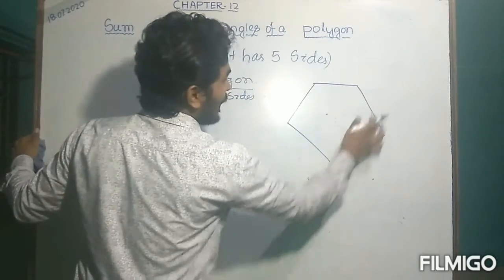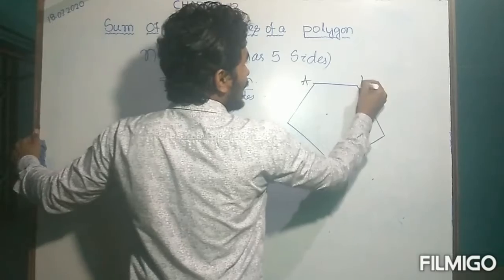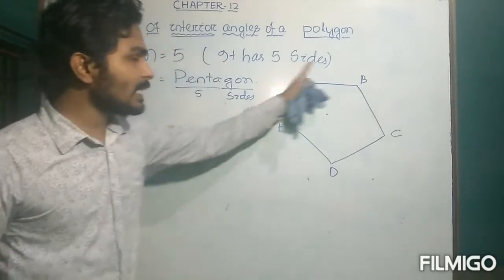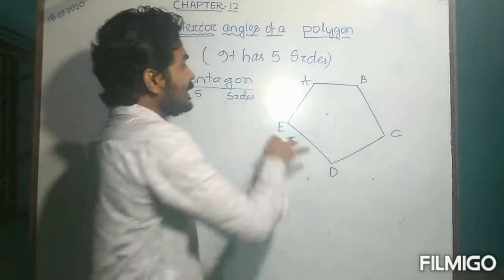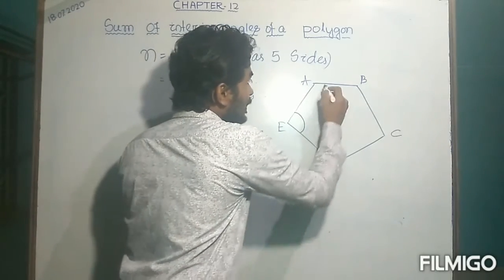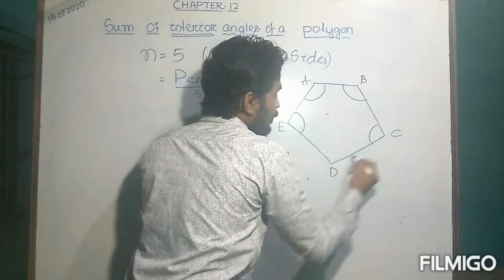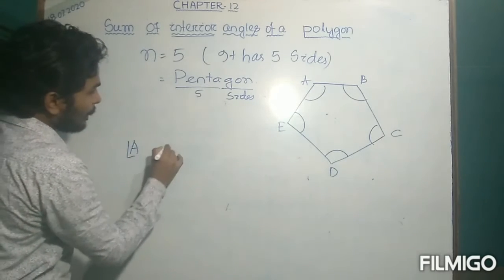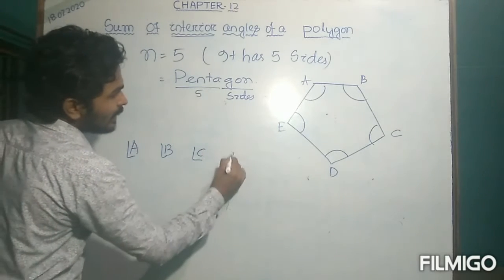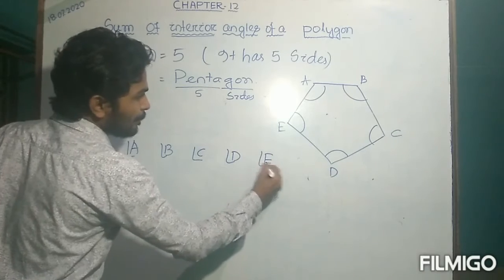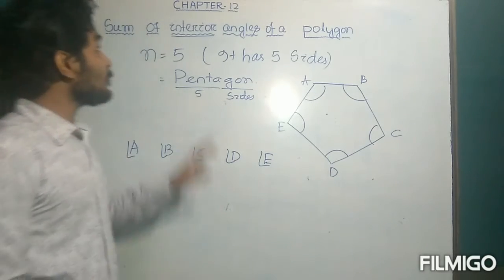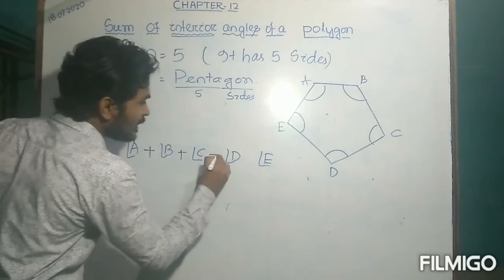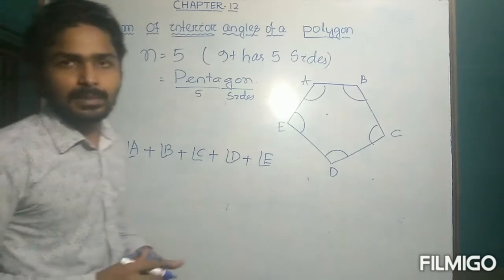Now see, this is a pentagon having 5 sides, A, B, C, D, E. Since it has 5 sides, that means how many interior angles it has? It has 5 interior angles, 1, 2, 3, 4 and 5. So what are they? A, B, C, D and E. But the target is to find their sum. We have to find the sum of these 5 interior angles.